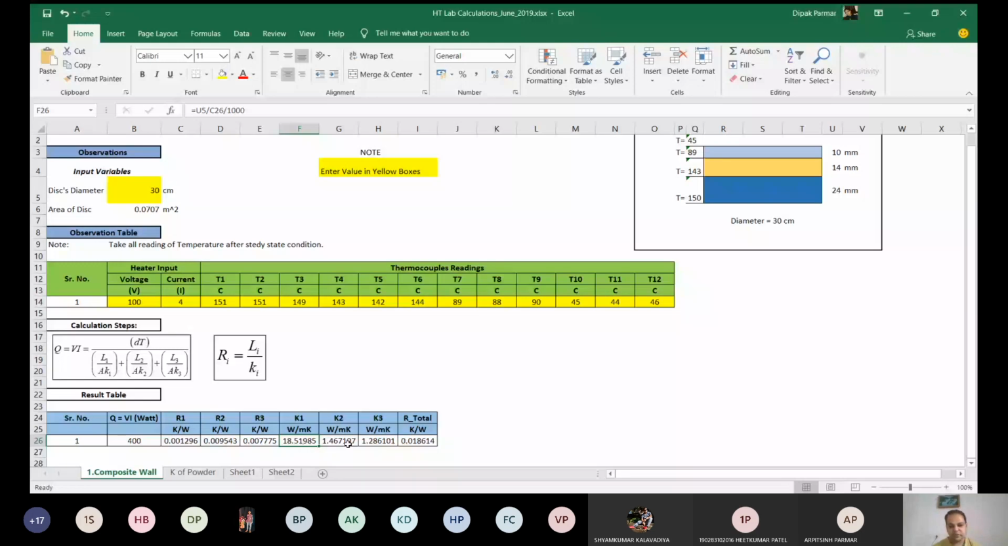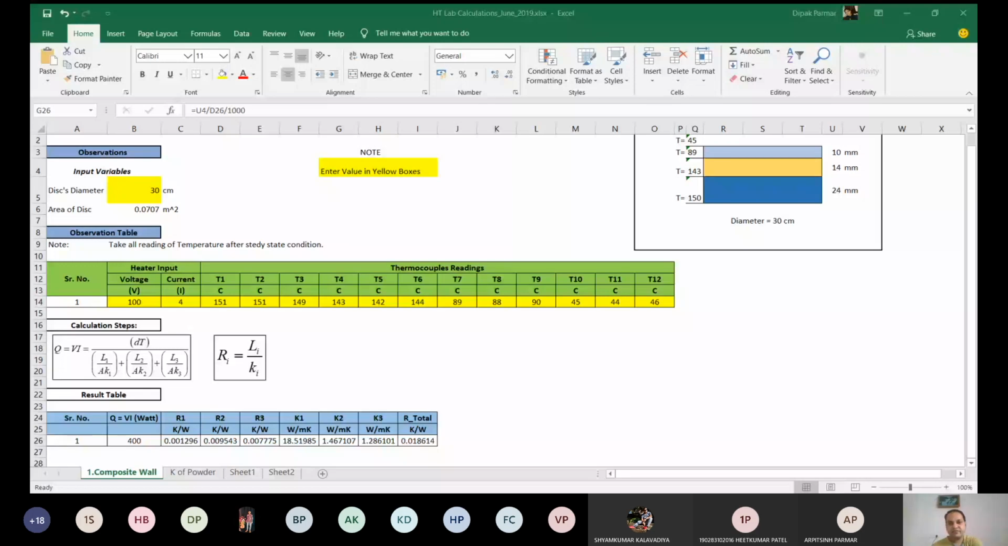You can see that the conductivity of the first material is 18 point something. As conductivity is high, the heat transfer rate will be faster, and that is why the temperature difference delta T in the first wall is less as conductivity is more. In the second wall, the conductivity is 1.4, which means compared to the first material it is less conductive. The temperature difference here is more.